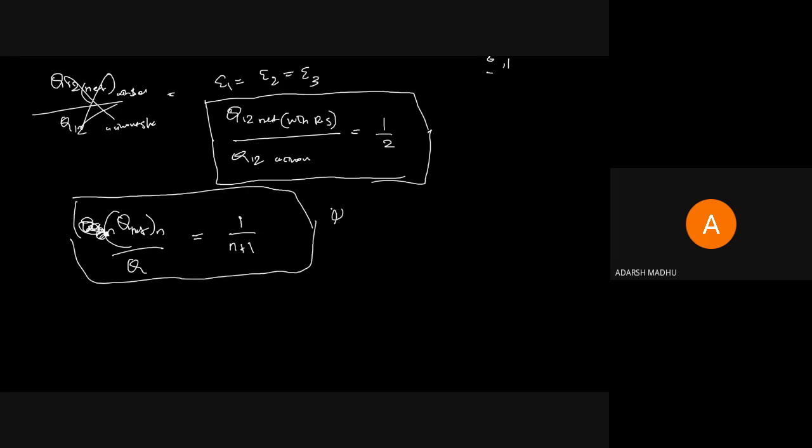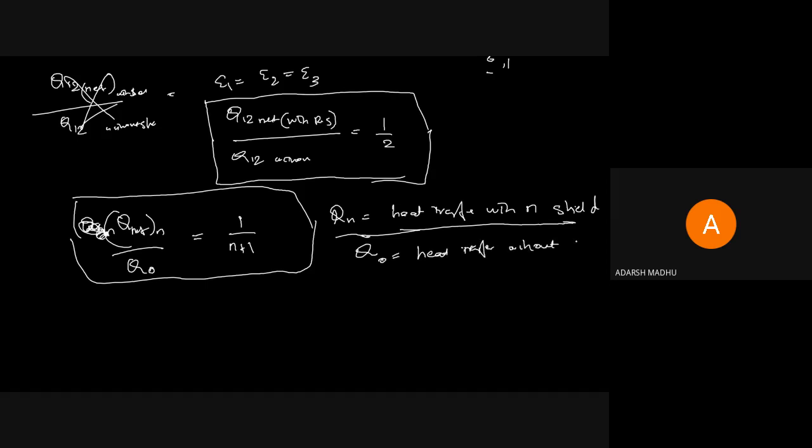So Qn equals the heat transfer with n shields, and Q naught equals the heat transfer without shield. So with shield and without shield, the ratio is 1 by n plus 1. So now we can write a problem with respect to this equation.